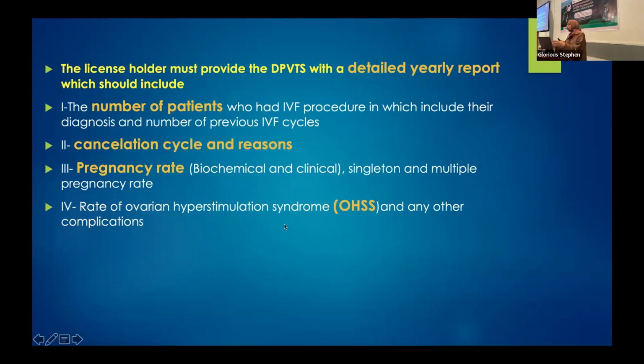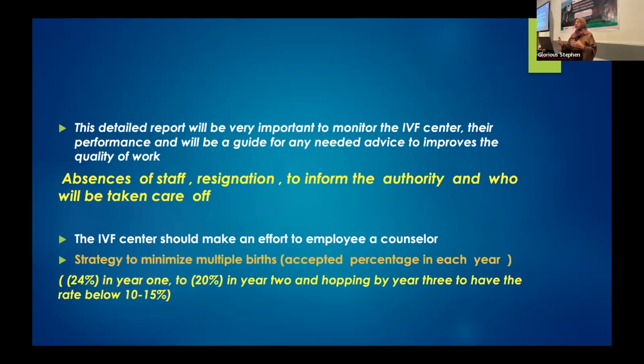Each center should have its own rules and regulations on what they are supposed to do if any of their staff is absent, for example, while monitoring some of their patients. What if they resign, how should they inform the authority, and what are they supposed to do. Also how many embryos they transfer. For example, it's well known around the world that a 24% multiple pregnancy rate is allowed in any new center in the first year if you have a good lab. So they know they have a good lab, but you need to reduce that. The next year they should reduce it to 20%, until they reach 10 to 15%. So we monitor multiple pregnancy and how many embryos they transfer in each cycle.